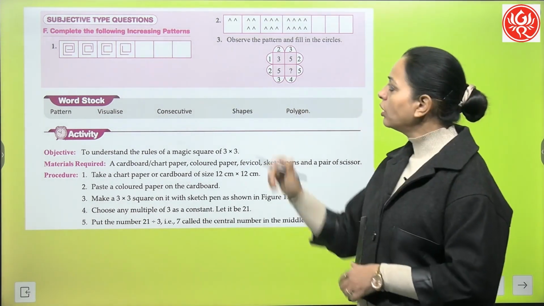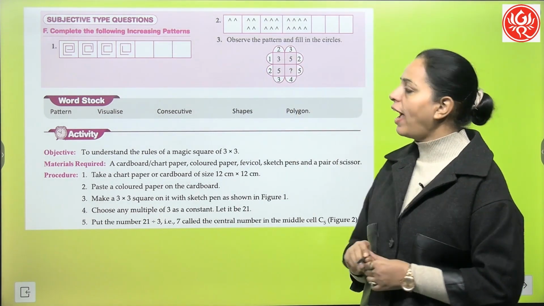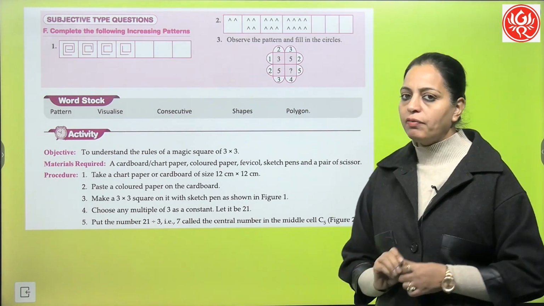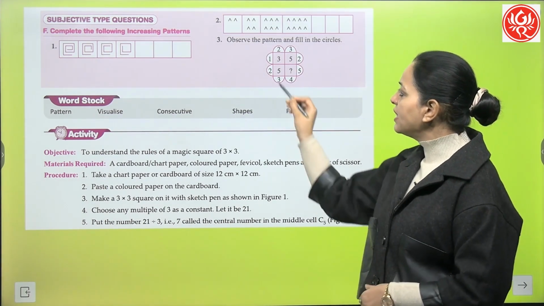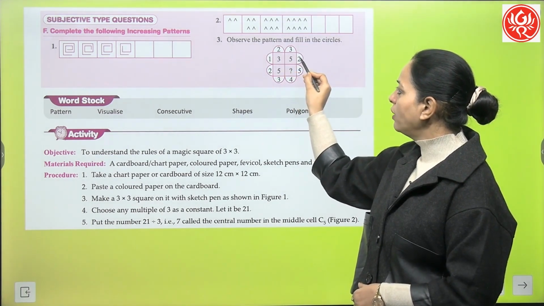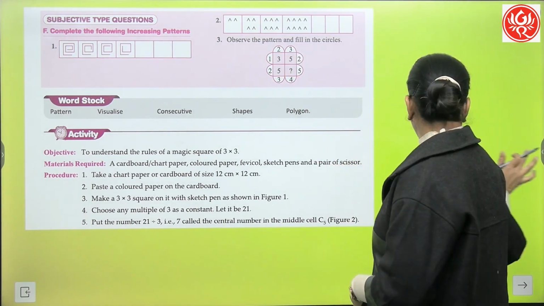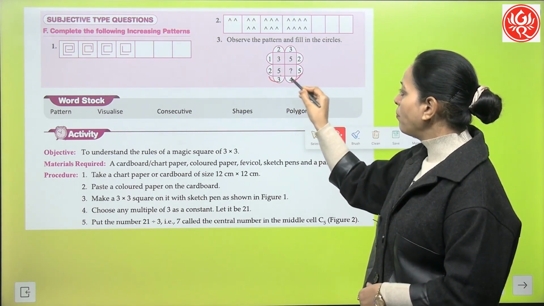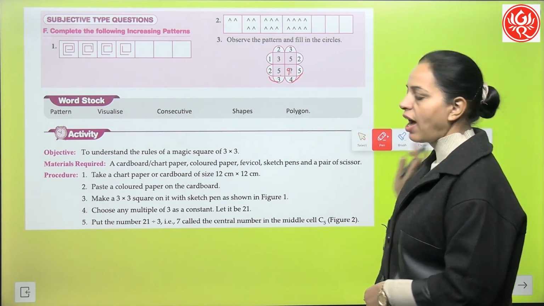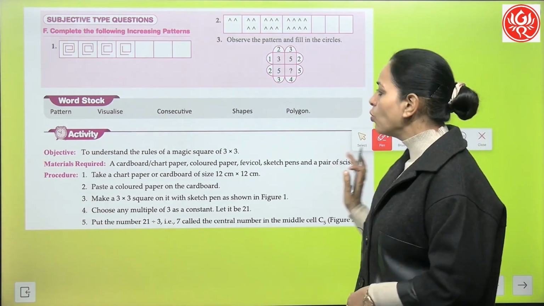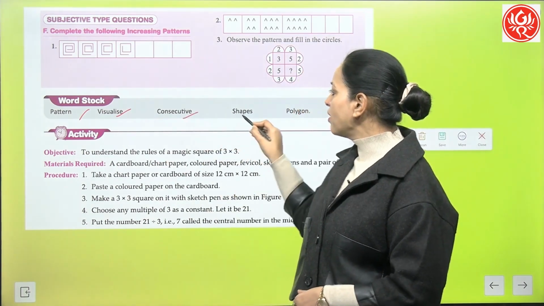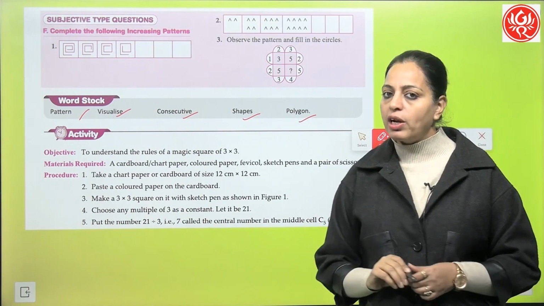Okay. Now the third one, observe the pattern and fill in the circles. Here we have one blank, one digit is missing. See, 2 plus 1, 3, 3 plus 2, 5 and 2 plus 3, 5. So 5 plus 4, it should be 9. Okay. Now come to word stop: pattern, visualize, consecutive, shapes and polygon.